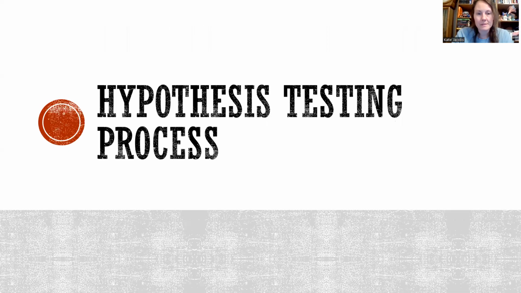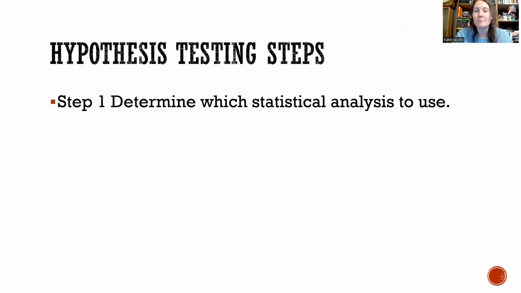All right. So the hypothesis testing process, or the hypothesis testing steps, are the following. Step one, you've got to determine which statistical analysis to use. You don't know how to do that yet, but we'll get there. And we're going to go through these steps. You should actually memorize these steps in order because we're going to use the same format to go through each of the analyses that I'm going to teach you each week. So step one is determine which statistical analysis to use.